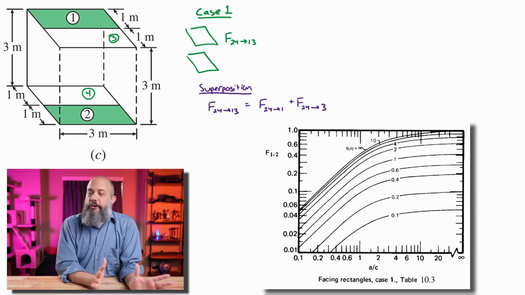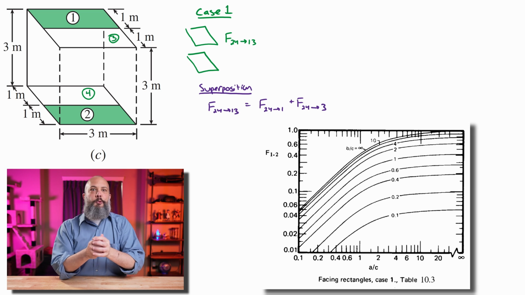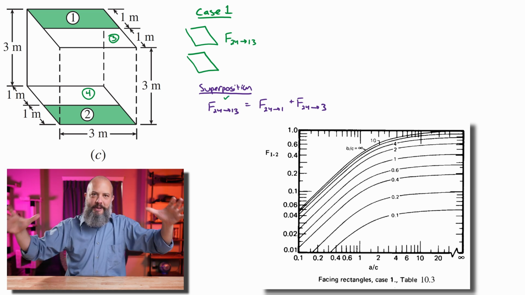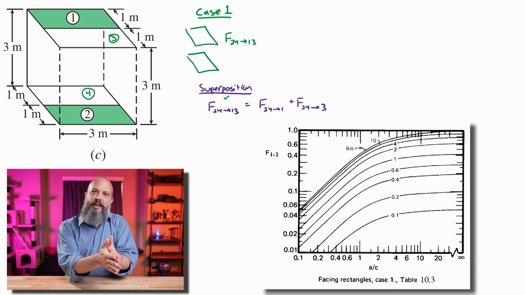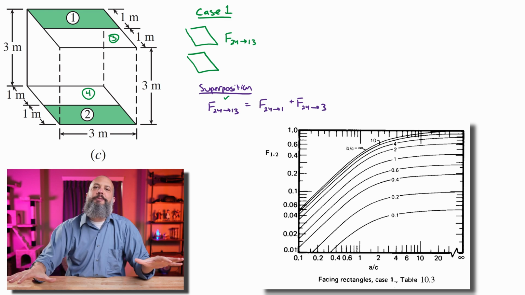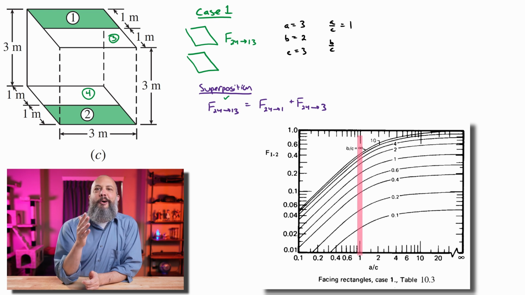So after doing the past couple of problems, it seems like a good strategy for these is to start big and then use superposition to break your big shape into multiple smaller shapes. So I'm going to use that approach this time. Start big, use superposition to break it up into smaller pieces. So F24 to 1,3. I've got A is 3, B is 2, C is 3. So A over C is 1, B over C 0.67.